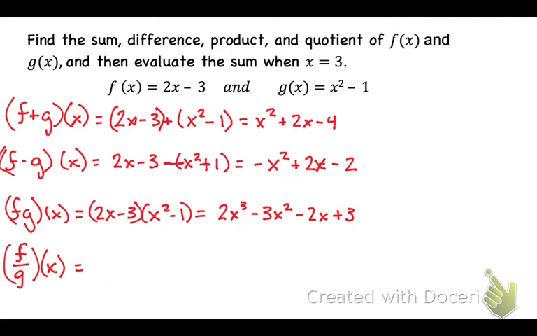So did you get 2x cubed minus 3x squared minus 2x plus 3? Yes. Okay, so f divided by g is simply f divided by g. So f is 2x minus 3 divided by x squared minus 1. Now, in order to do this division, I would have to factor before I could simplify anything, yes? Yes. Can I factor the numerator? No. Can I factor the denominator? Yes. To what? x minus 1, x plus 1. Okay.